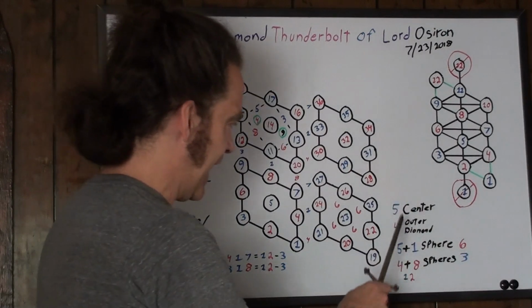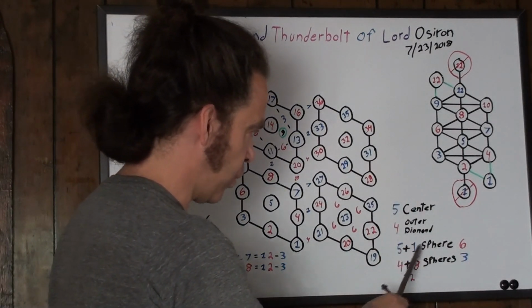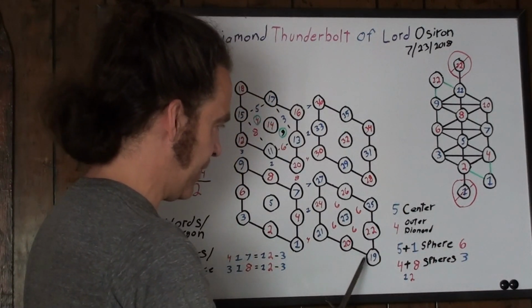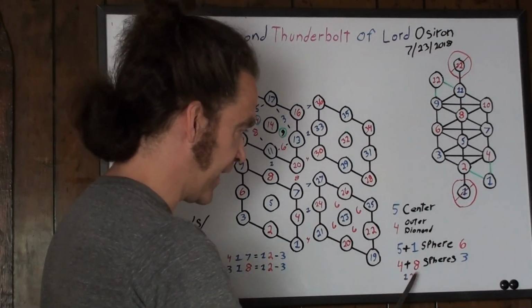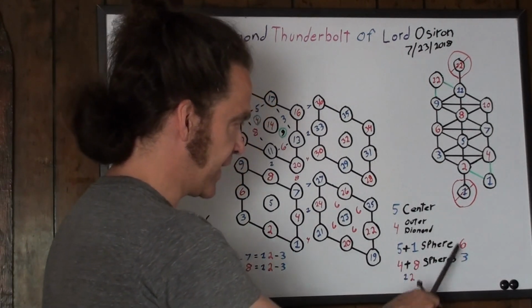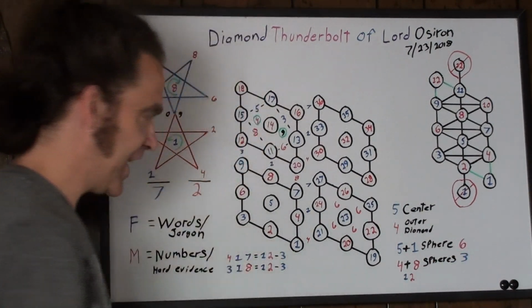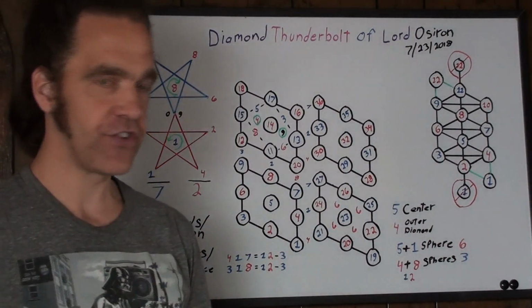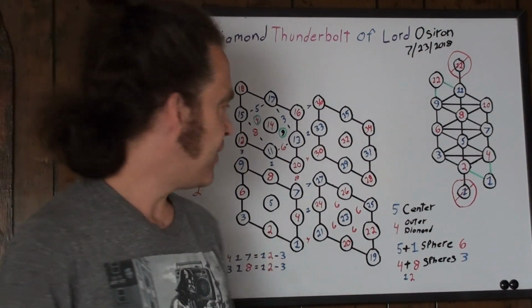But it goes even more than that. That 5 in the center is going to be one sphere, so 5 plus 1 is 6. And now the 8 spheres of the outer diamond will always become 4, so 4 plus 8 is 12, but that 12 becomes a 3. So we're seeing the 6-3 presentation here too. So again, this is satisfying both criteria, words and jargon, and numbers and hard evidence. But it goes even more than that too.